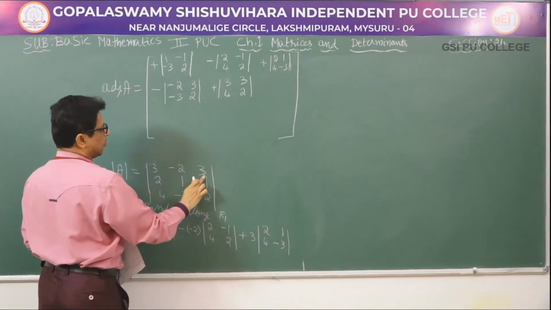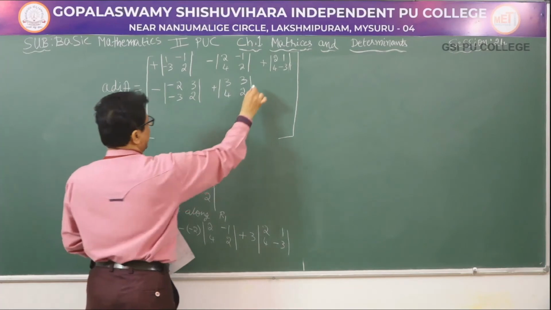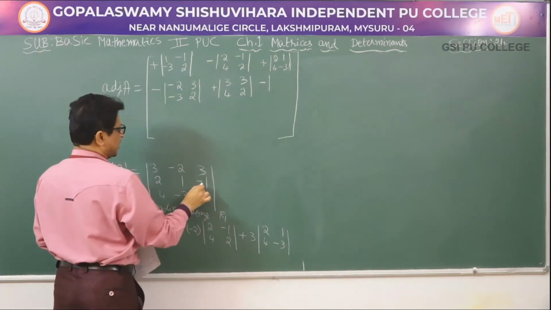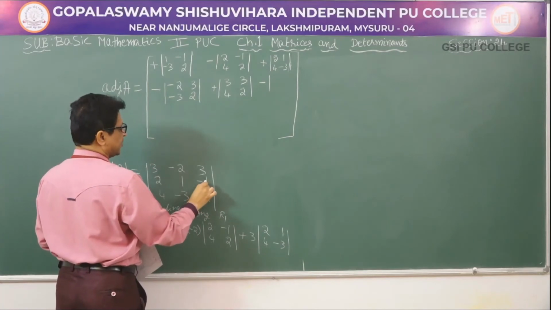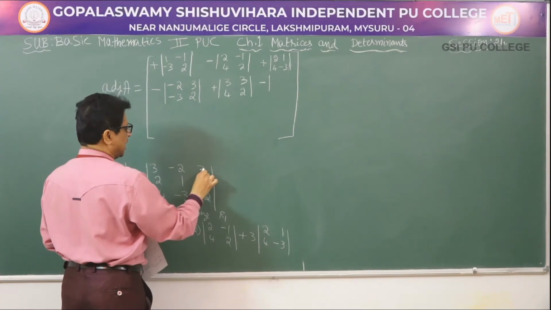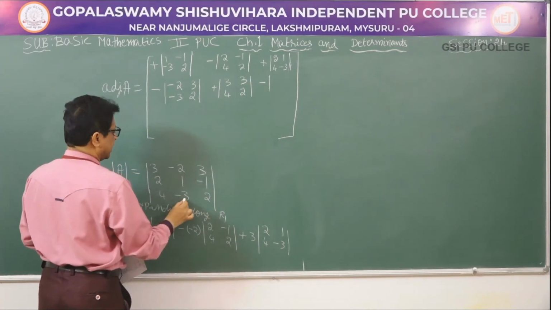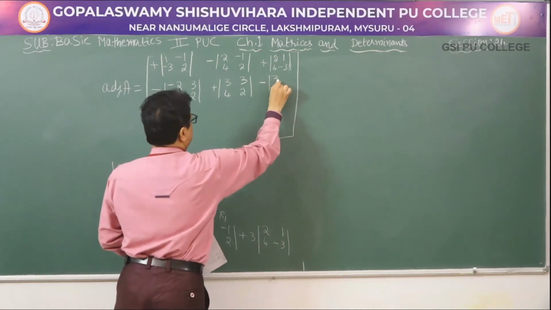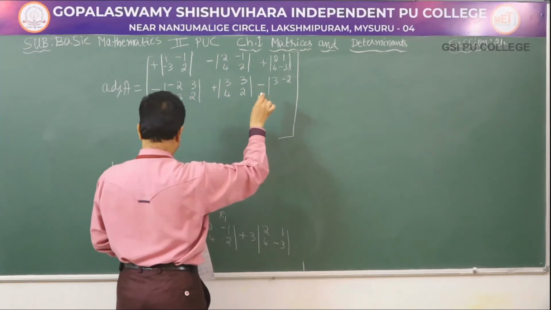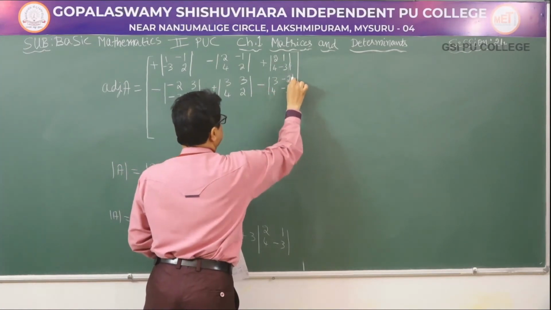Next we find the cofactor of minus 1. First we write the sign minus. Minus 1 lies in the second row, third column. We eliminate the second row and third column and take the determinant of the remaining elements. That is determinant of 3 minus 2, 4 minus 3.